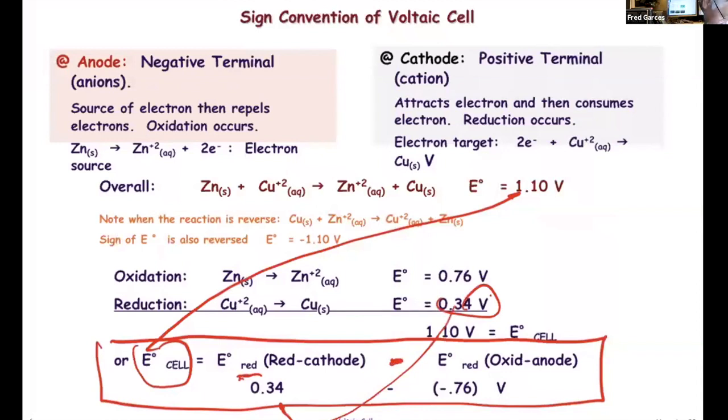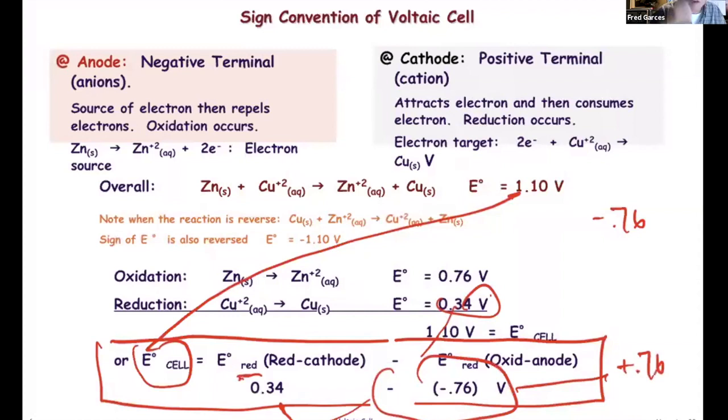Minus, the minus here will change the sign of the reduction potential at the anode. So if you look up the reduction potential of the zinc, it's going to be negative 0.76. But the negative in front of that, let me just show you real quick, that negative right there changes that sign. So a negative and a negative makes this whole thing positive. And then all you've got to do is add up those equations. So 0.34 minus a negative 0.76 is actually 1.10.